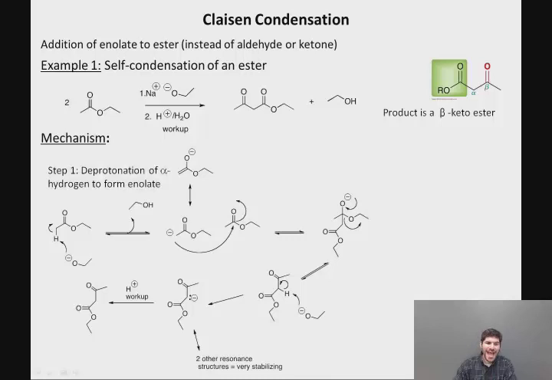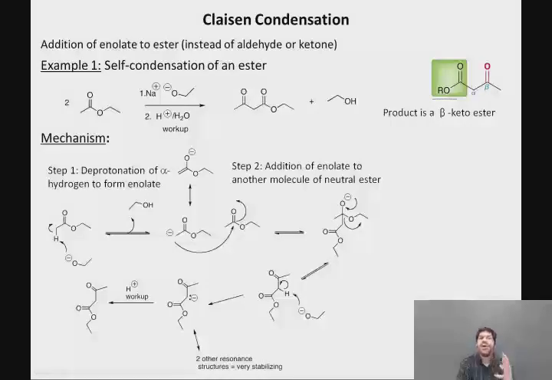So in the first step, just like in the case of the aldol condensation, we deprotonate the alpha hydrogen. In this case, it's alpha to the ester carbonyl group instead of alpha to an aldehyde or a ketone carbonyl. But we deprotonate the alpha hydrogen in order to form an enolate. Then in the second step, that enolate is added to another molecule of neutral ester.